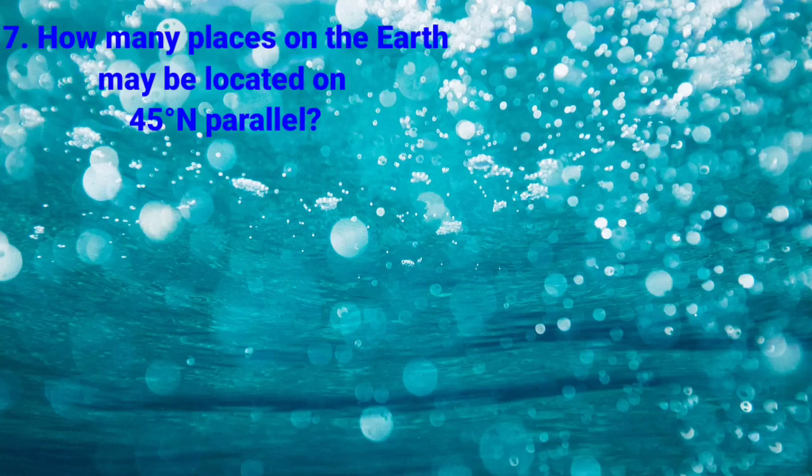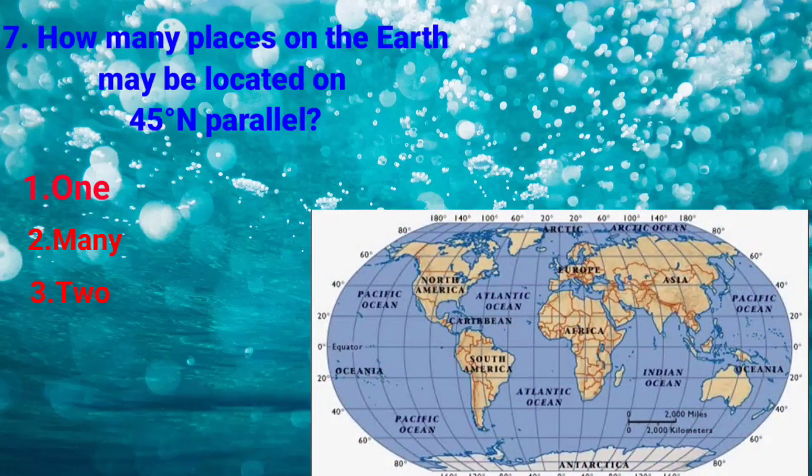Question number 7. How many places on the earth may be located on the 45-degree north parallel? Option number 1, 1. Option number 2, many. Option number 3, 2. You can see in this figure, many places are located on one parallel and one meridian. That means the correct option is many. Many places on the earth are located on the 45-degree north parallel.